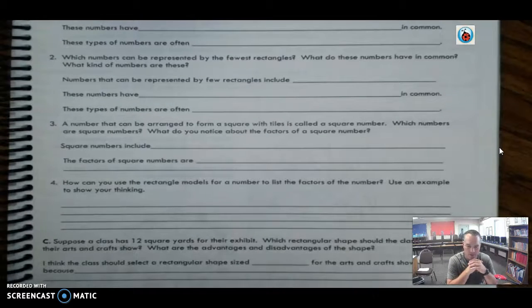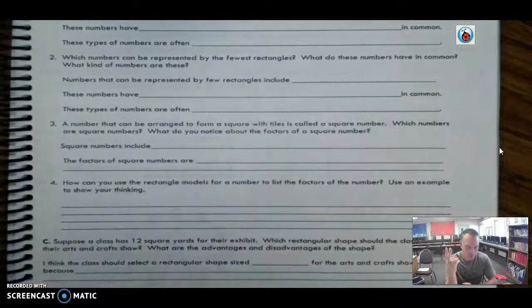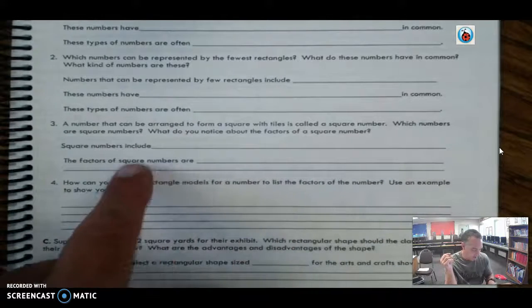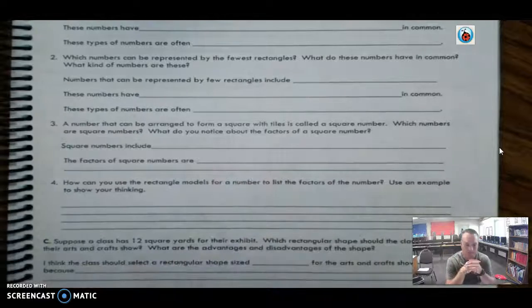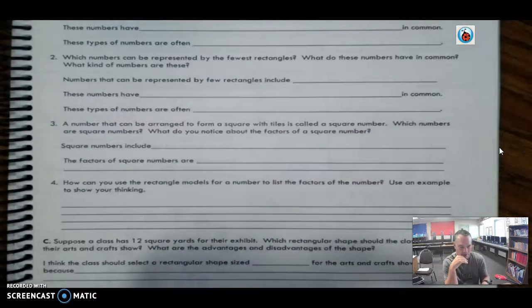Which numbers are squares? And what do you notice about factors of square numbers? From 1 through 30, think about square numbers. It starts with 1, and then goes to 4, and then goes to 9, right? Can you finish out the square numbers through 30? And then the factors of a square number are what? So what factors make a square number? The sides and the height are specific. So that's what they're asking. What kind of numbers are they, or how would you classify them?